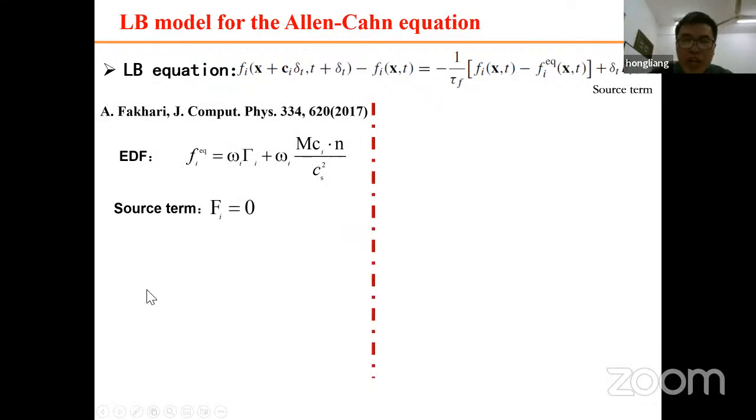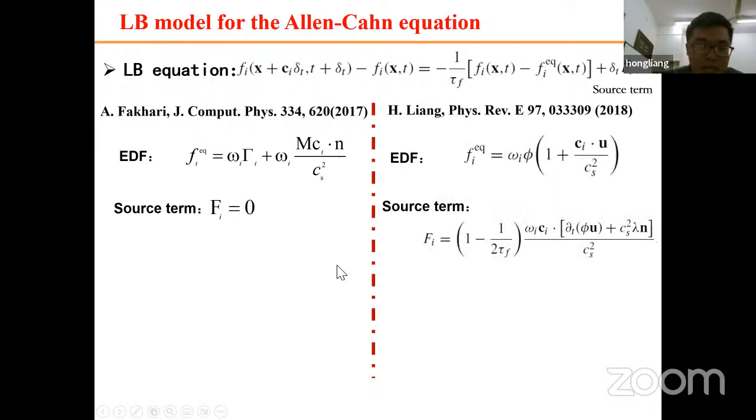Now the LB equations for the Allen-Cahn equation. As we all know, the first LB model for the equation is the model of Fakhari. In the paper, he presented the first model, and he defined the equilibrium distribution function as this. In our model, there are no source terms, so we apply the Chapman-Enskog analysis.